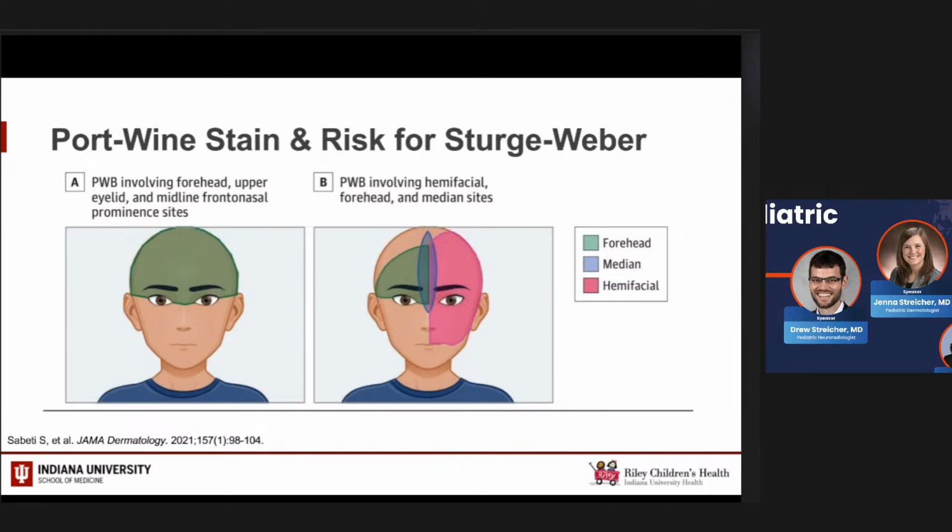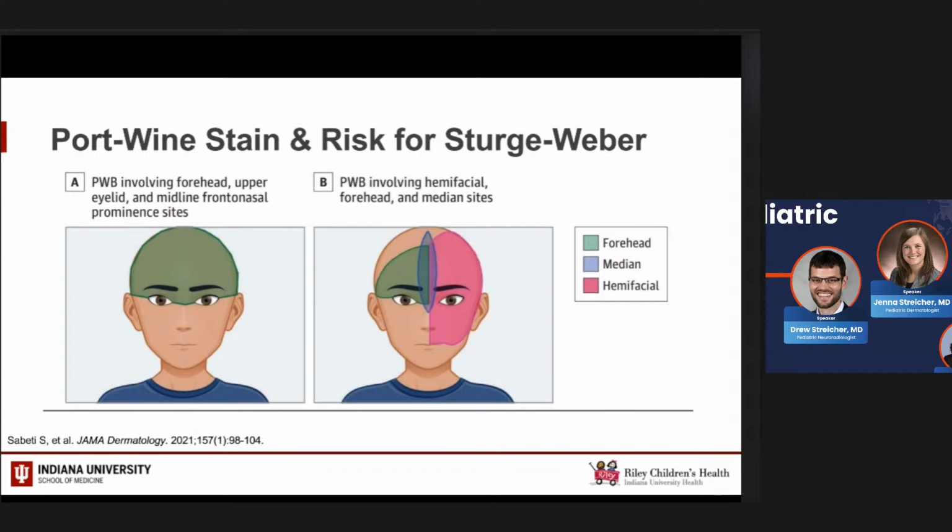This is a publication from one of our journals in 2021 talking about the risk for Sturge-Weber. You may have learned in medical school the V1, V2, V3. We try to get away from using those terms anymore and think about location. So we talk about port wine birthmarks, PWBs, involving the forehead, the upper eyelids, and that midline frontonasal prominence. Those are the ones that have a much higher risk for Sturge-Weber.